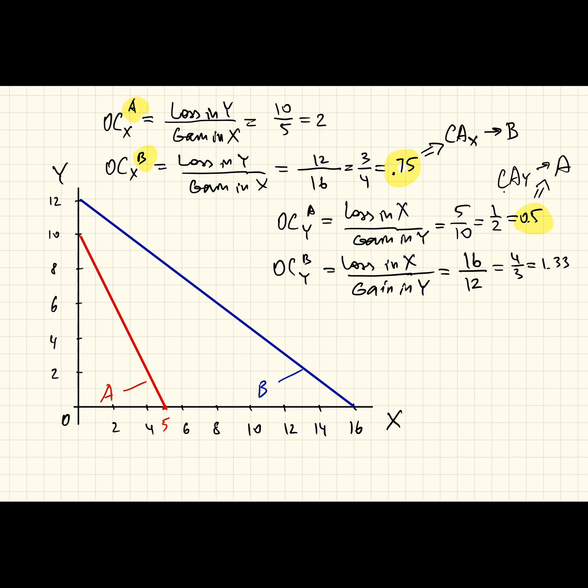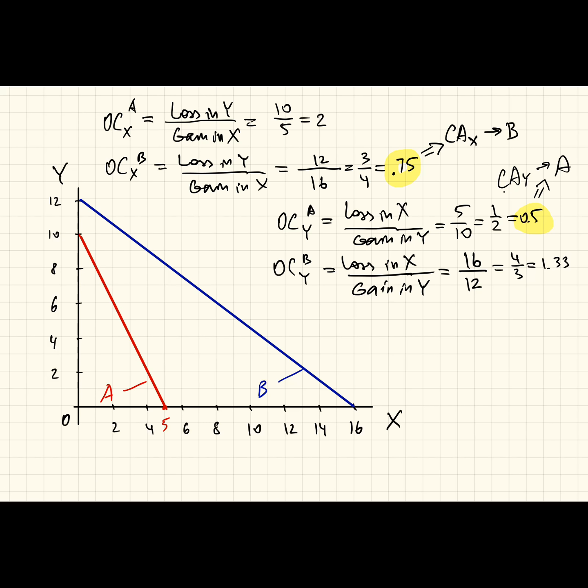And as you can see, without going into too many details, opportunity cost of good X for person A is 2. Opportunity cost for person B when making good X, again, is 0.75. So if you compare these two numbers, 0.75 is smaller than 2, right? So actually comparative advantage in making good X goes to person B.